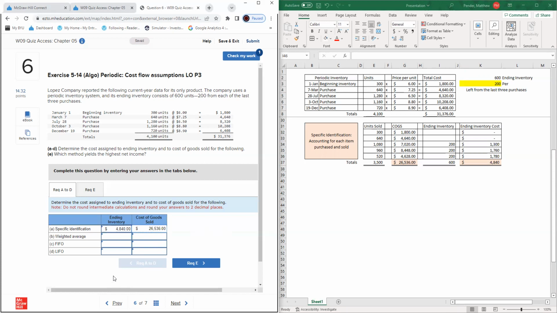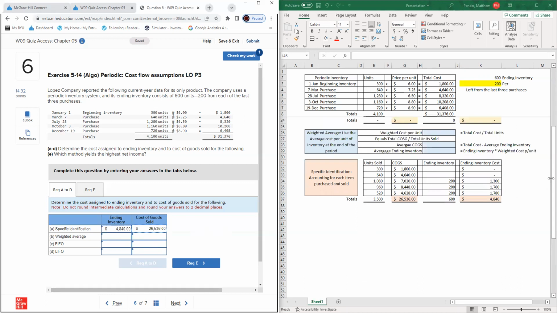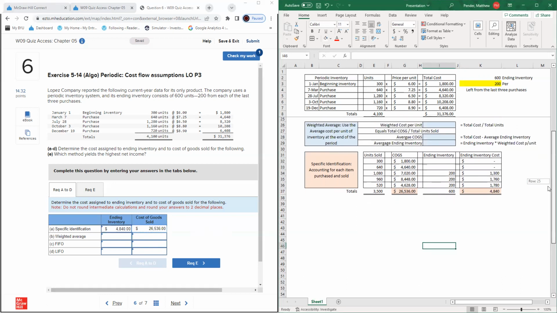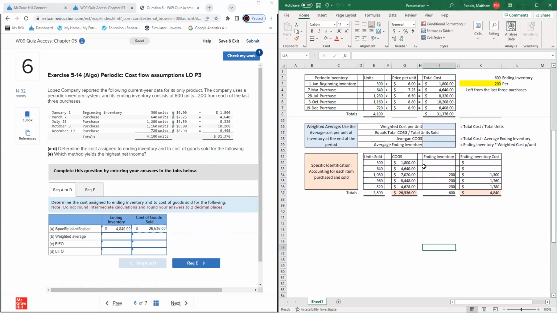For the weighted average, as I scroll up, still going off the same information, the weighted average is the total cost of the purchases divided by the total units we purchased, which gives the weighted average per unit. So this equals this total cost divided by the total units purchased, not sold.